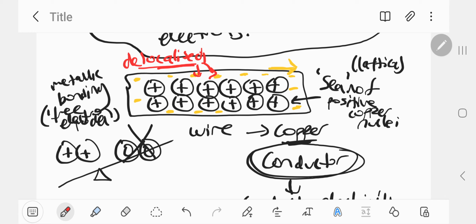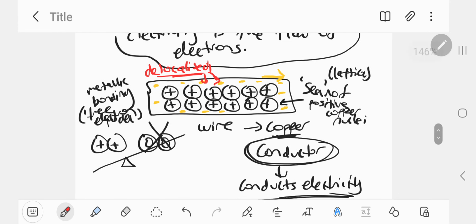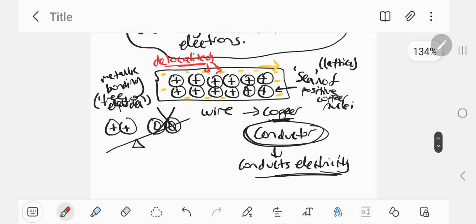Just think of a kid and their parent. The nuclei are the parents, and the kids are the electrons, so they're pretty much free to go anywhere they want. Okay, the kids. Now we can get into the important quantities that define electricity.